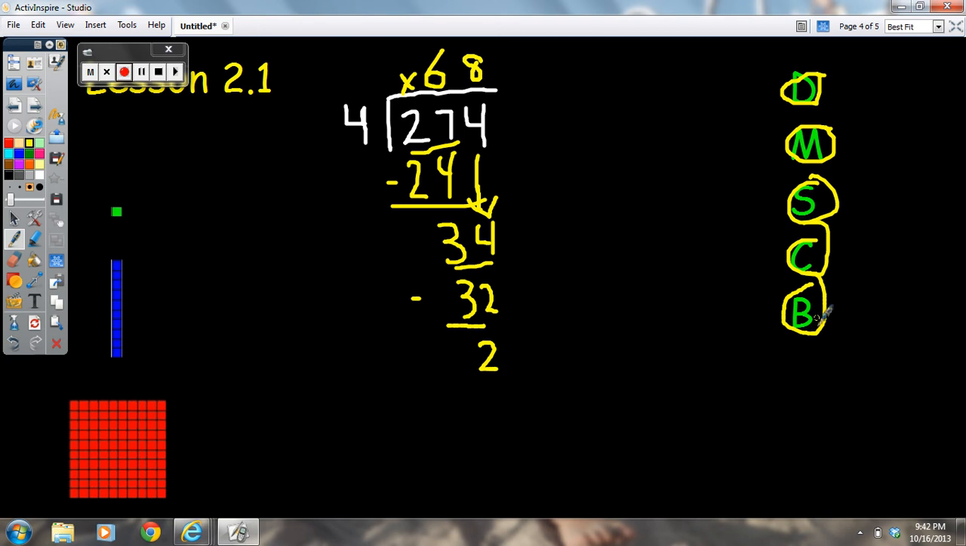If I have nothing left to bring down at this point after I've subtracted, the 2 is the remainder I'm left with. Therefore, the quotient of 274 divided by 4 would be 68 with a remainder of 2.